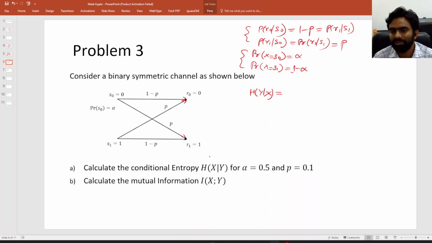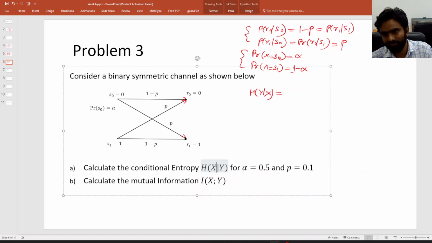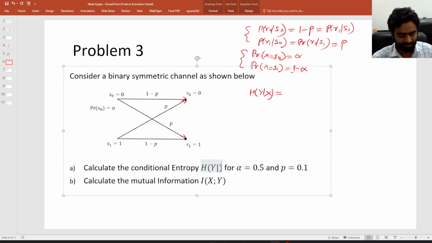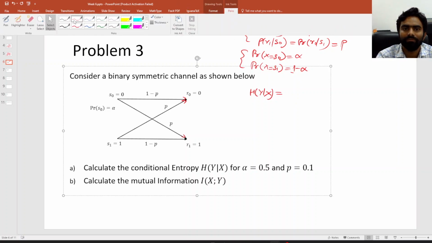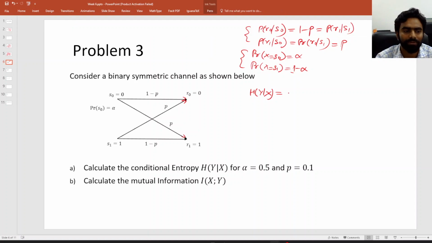Okay, so change that. You can also find H(X,Y), but first we will find H(Y given X). Both we can find, but try first Y given X. Yes, you know the answer. What is H of Y given X?